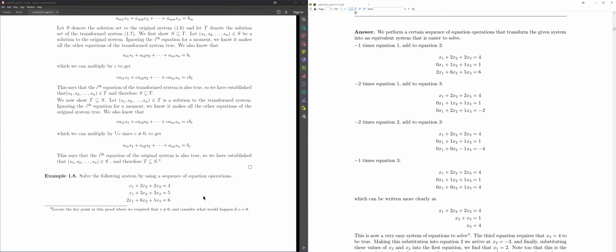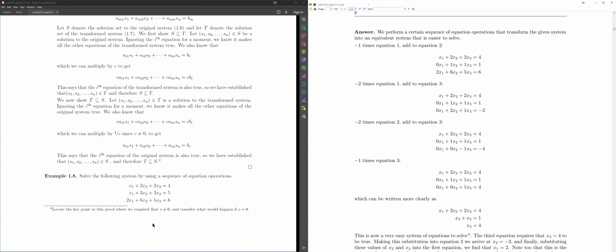Okay, so previously we were looking at systems of equations. So this is a system with three equations and three unknowns x1, x2, and x3. And what we looked at was solving something like this using equation operations, right? Okay, so we had three types of equation operations.